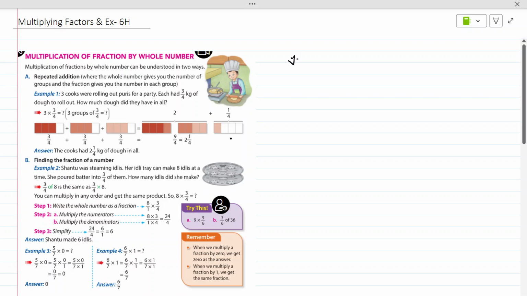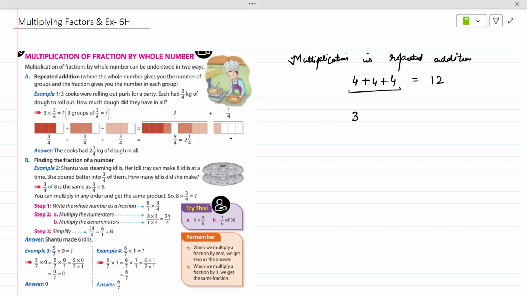We know this, that multiplication is repeated addition. Example, if I write 4 plus 4 plus 4, this will give me 12, and I can also write this as 3 times 4, right? 3 times this number 4. This will also give me the same number 12.